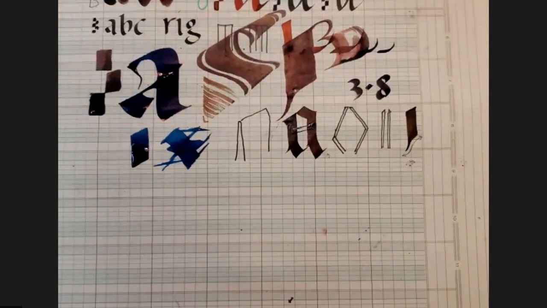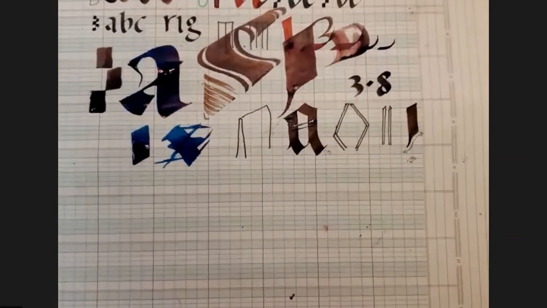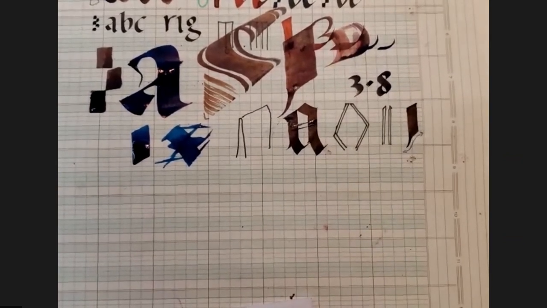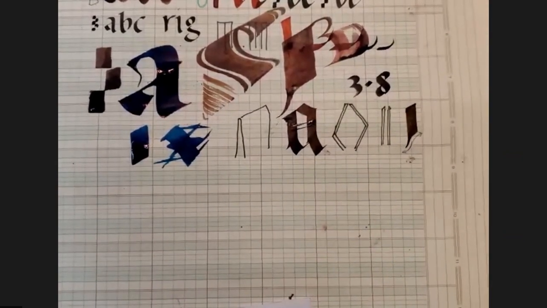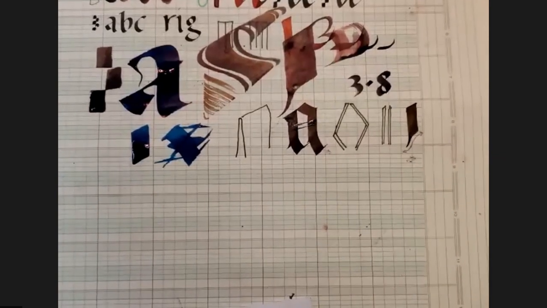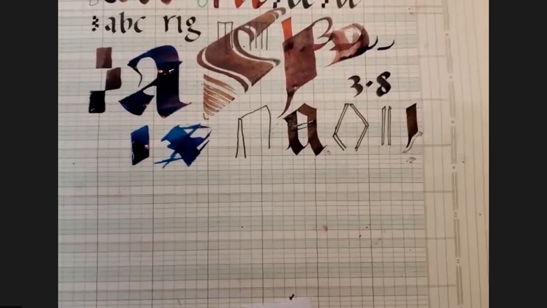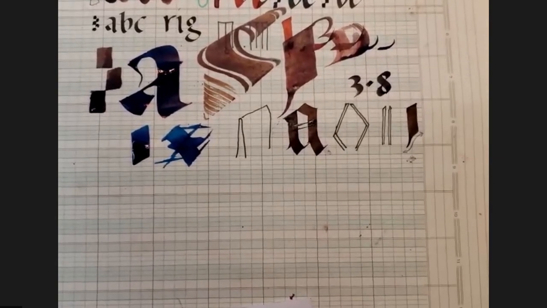Okay. One thing I forgot to mention with the metal nibs is that when you buy the metal nibs, they have oil on them to protect them so they don't rust.